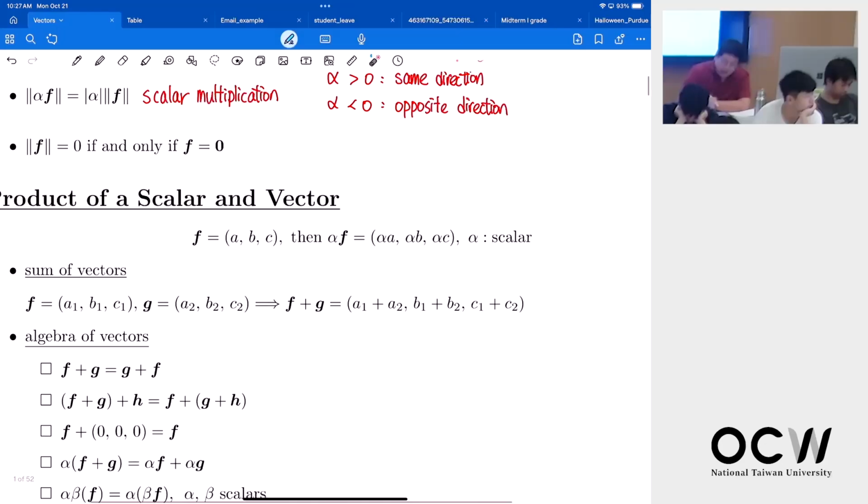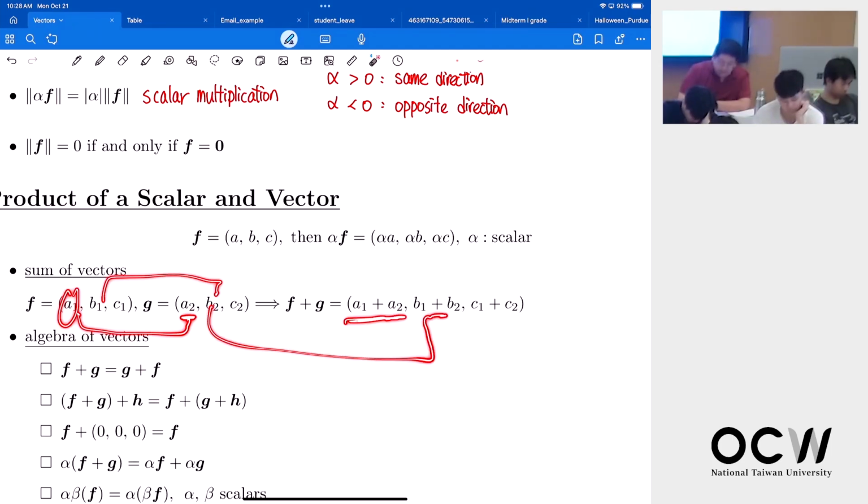If I have two vectors f and g, and I want the sum of these two vectors, then the sum is done component by component. The first element, A1, they will add together. The second component, they will also add together. And the third component, they will add together.